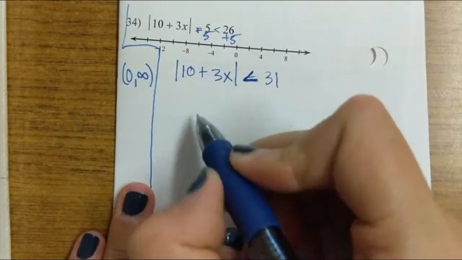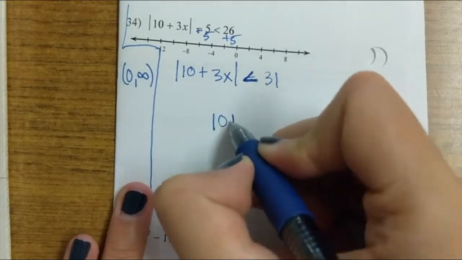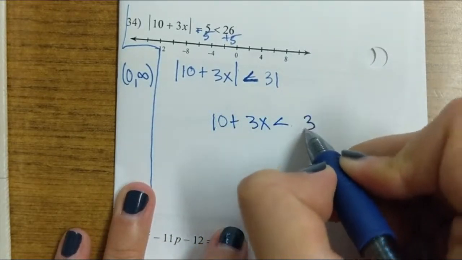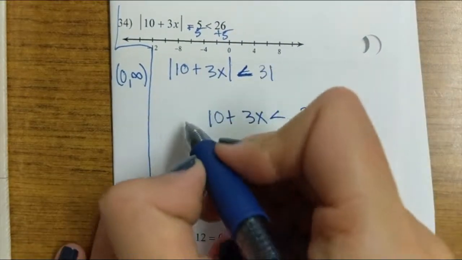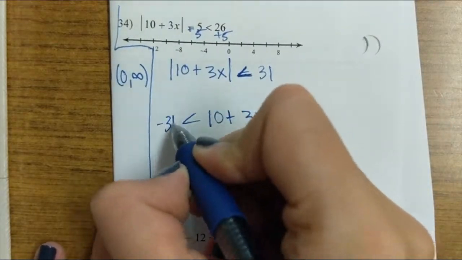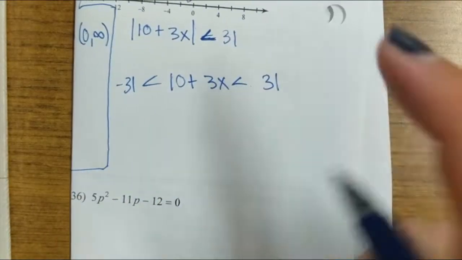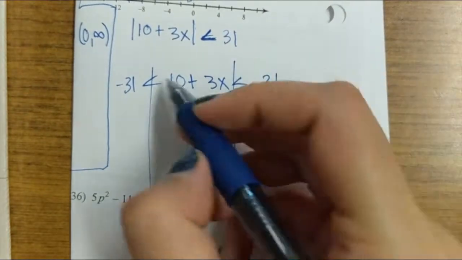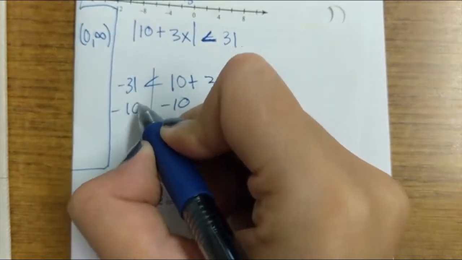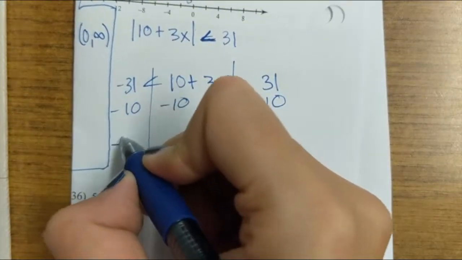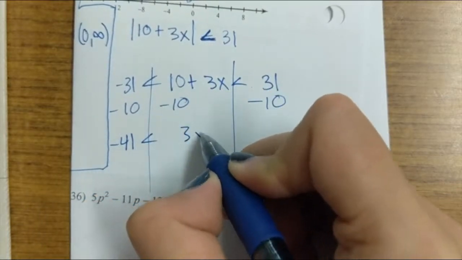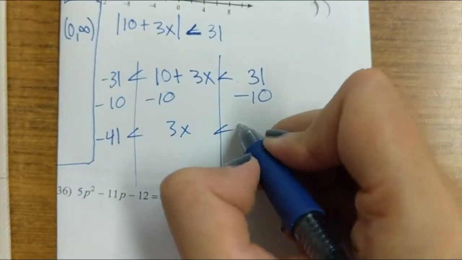We drop this down. 10 plus 3x less than 31. But it's also greater than negative 31. That's how we write our and statement. Solve it just like we were before. So minus 10. Negative 41 is less than 3x is less than 21.